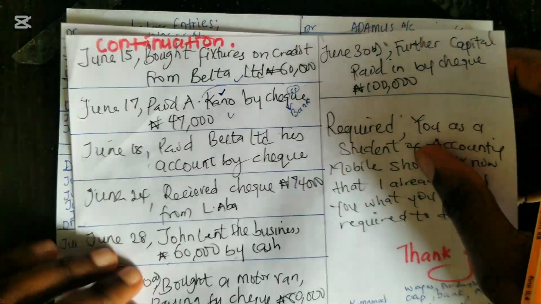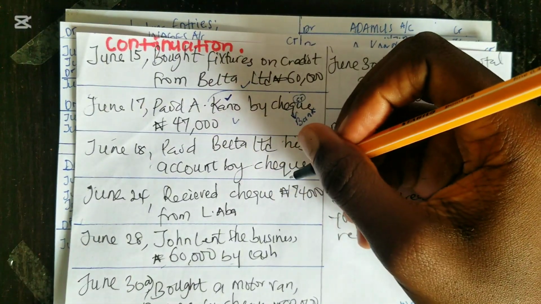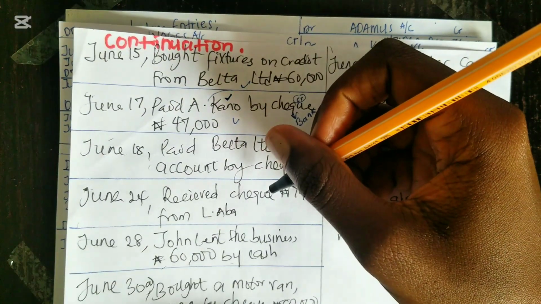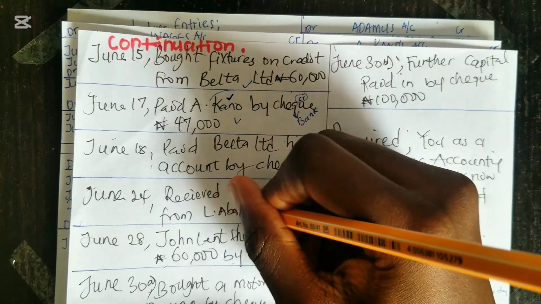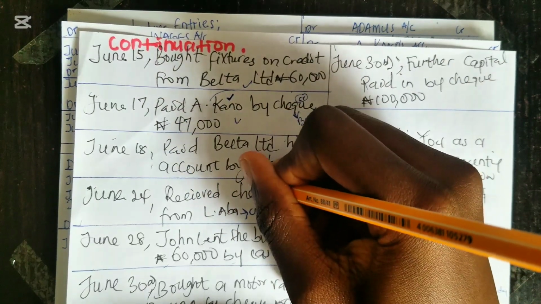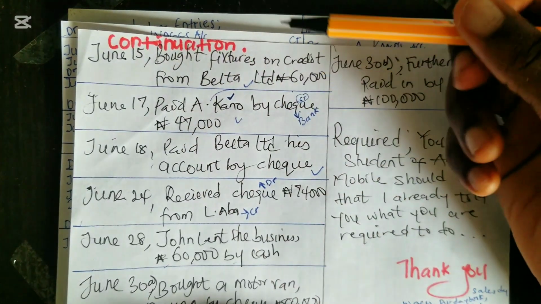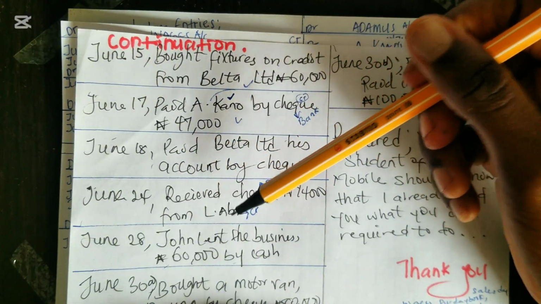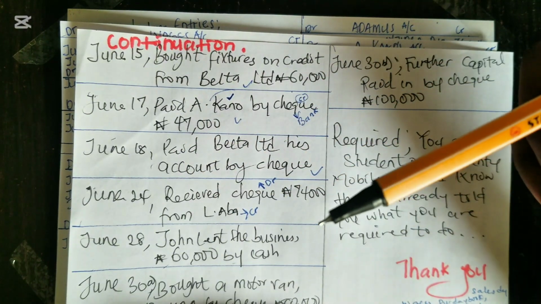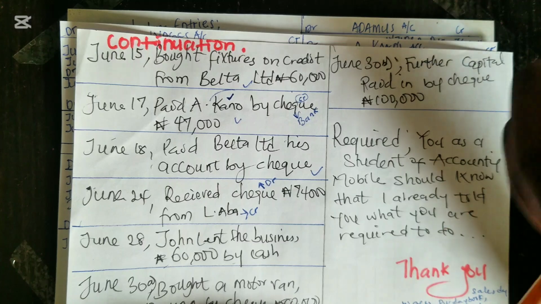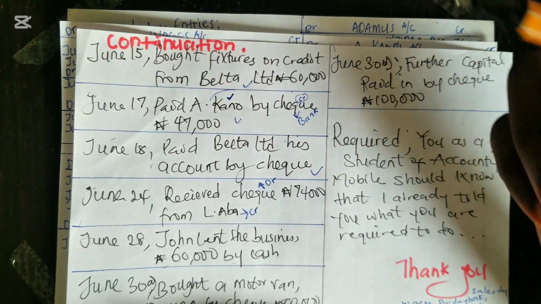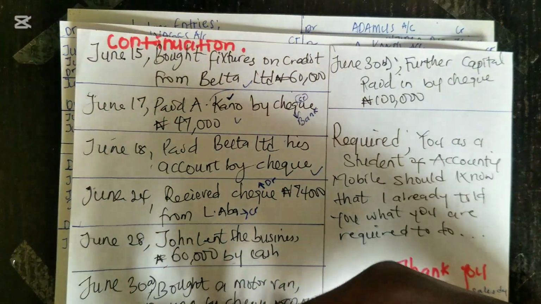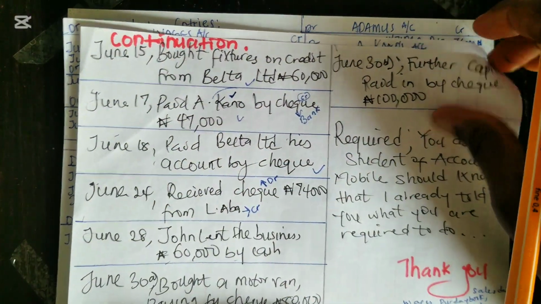So the next one is June 24. Received check from El Abba. So El Abba now is giving us a check. So that means El Abba's account will be credited, while bank account will be debited. Why? Because we're receiving a check. Let's use this instance. Both of us are in a business. So you are receiving a check from me. So what am I doing? I'm giving a check to you, and you are receiving that check. So El Abba, which is me that is giving, will be credited.